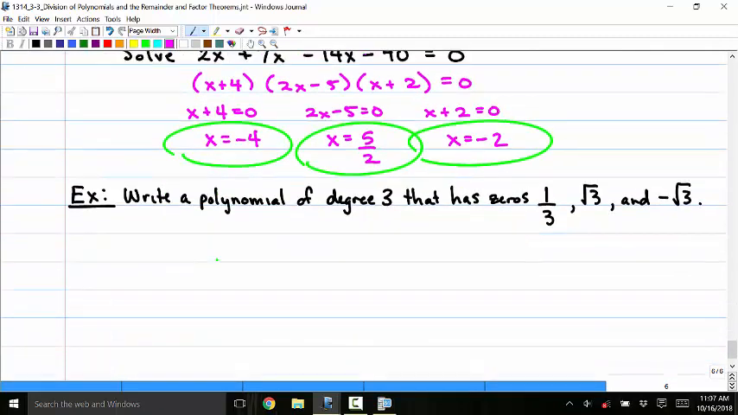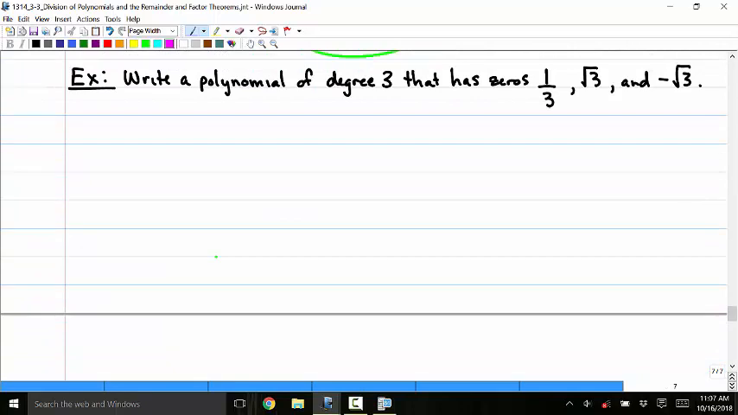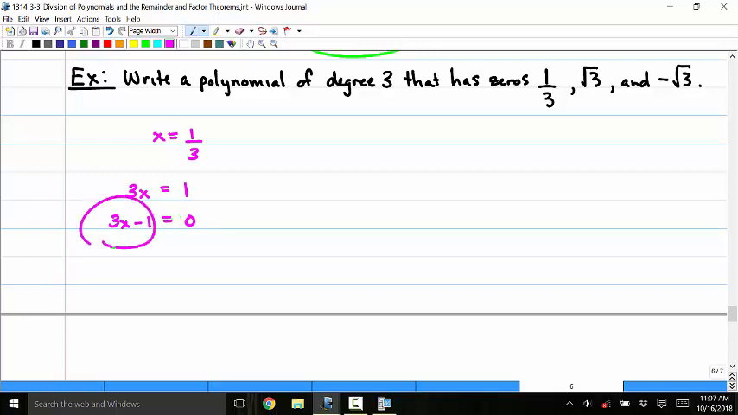All right. Last example in this section. Write a polynomial of degree 3 that has zeros 1/3, √3, and -√3. You want 3 zeros. The first thing I do, I say that x is supposed to equal 1/3, correct? So that means 3x is equal to 1, so 3x minus 1 equals 0. This is going to be one of my factors.